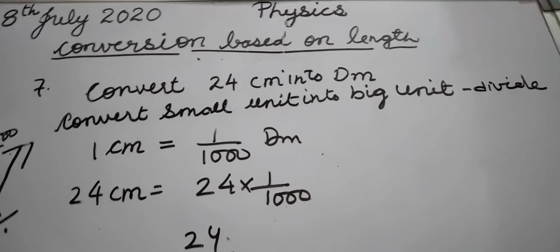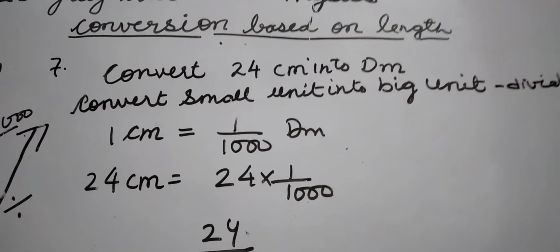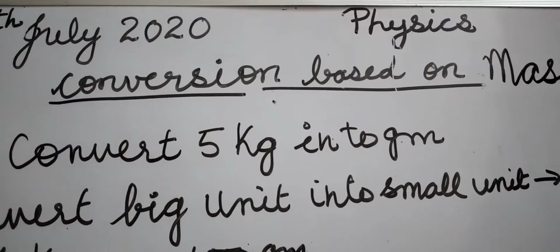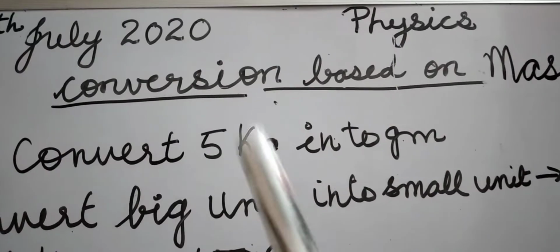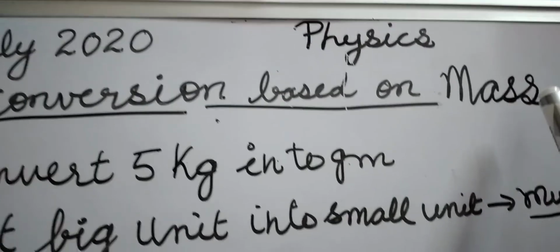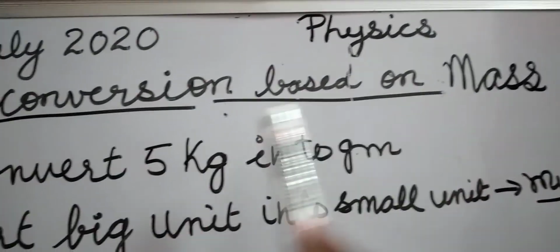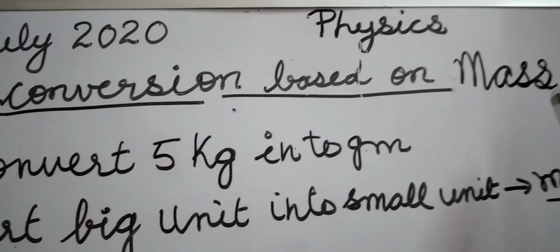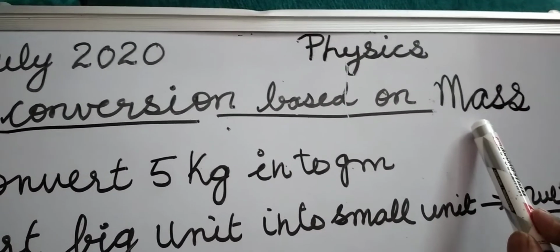Now we will start conversion based on mass. Okay, children? Yes, children. Now this is conversion based on mass. So in mass, the same thing will be there. Metric table you have already done in your copies.